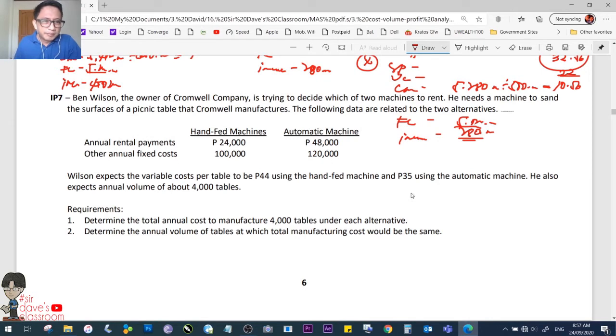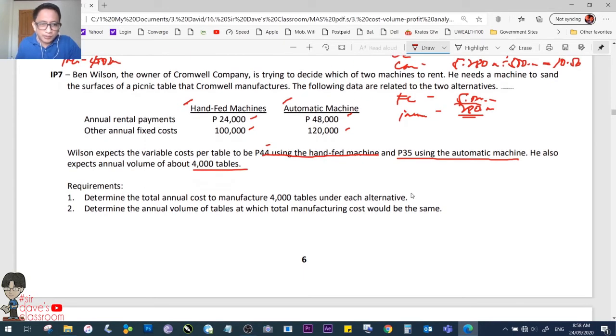IP number 7. Ben Wilson owns the company. He is trying to decide which of two alternatives, two machines to rent. He needs a machine to sand the surfaces of a picnic table that the company manufactures. The following data are related to the two alternatives. You have here hand-fed machines and automatic machine. Annual rental payments, 24,000, 48,000. Other annual fixed costs, 100,000, 120,000. Wilson expects the variable cost per table to be 44 using the hand-fed machine and 35 using the automatic machine. He also expects annual volume of about 4,000 tables.